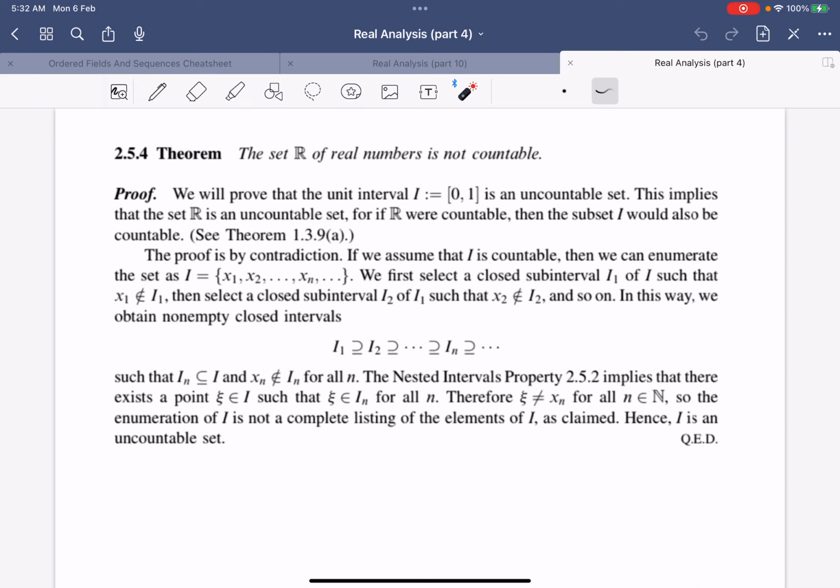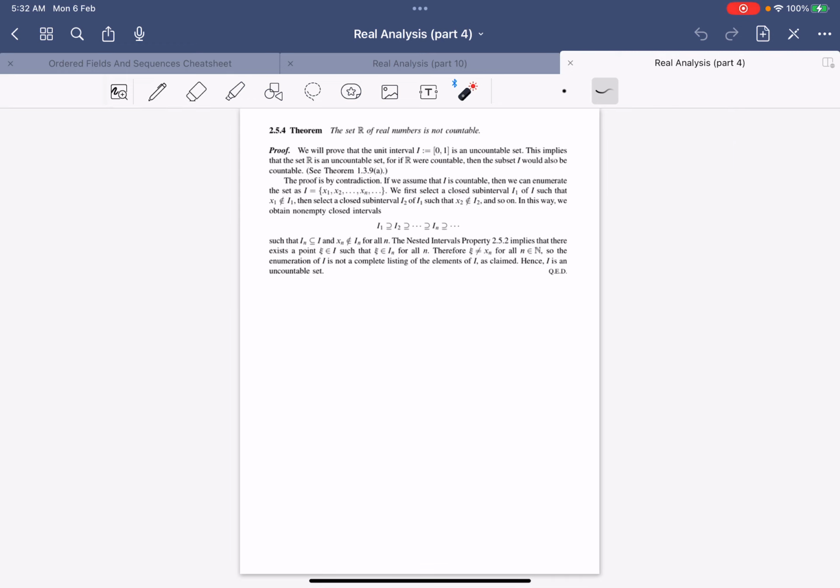And because of that, by the nested interval property, there will exist a point epsilon that is inside all these In's. But that is not possible because epsilon cannot equal any of the xn's, and that is an enumeration of the whole I, and hence I is uncountable. And because I is uncountable, this shows that the real numbers which contain I are also uncountable. And hence we have proven that the real numbers are uncountable using a different proof from Cantor's argument.